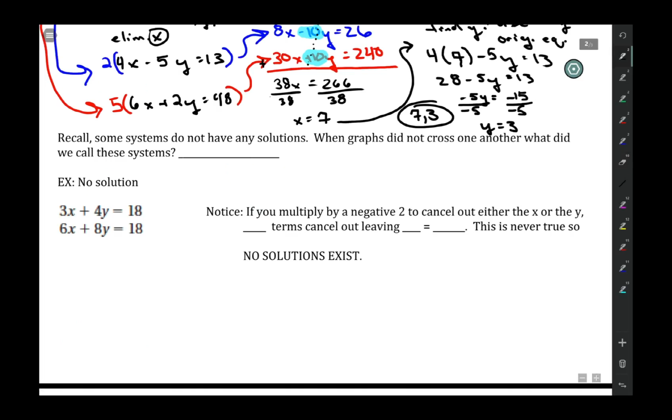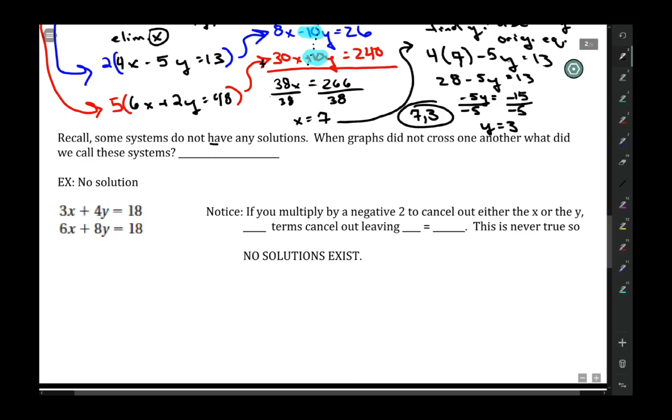The last thing I want you guys to see before I get into the optional is remembering that some systems don't have any solutions. Okay, if they don't cross one another, we call these systems either parallel or inconsistent, because we're looking for a solution, but it's inconsistent. There is none. Okay, so it's really just no solutions. But if you see the word inconsistent, that's all it means.